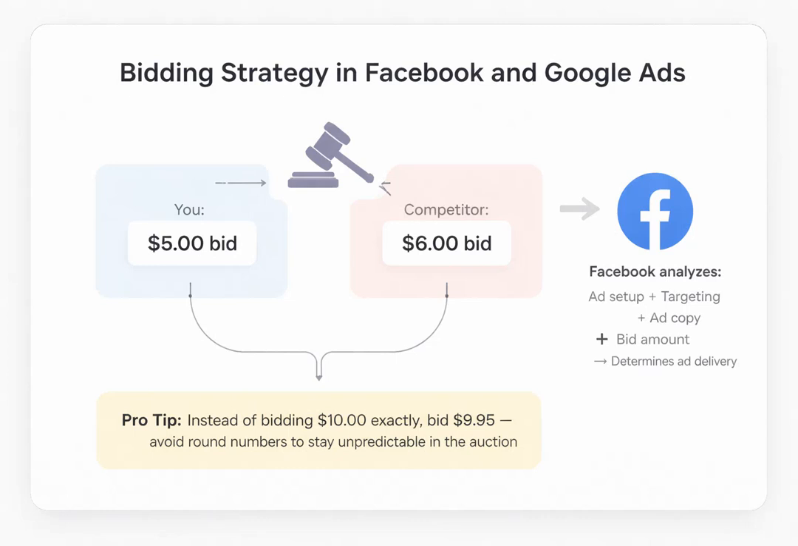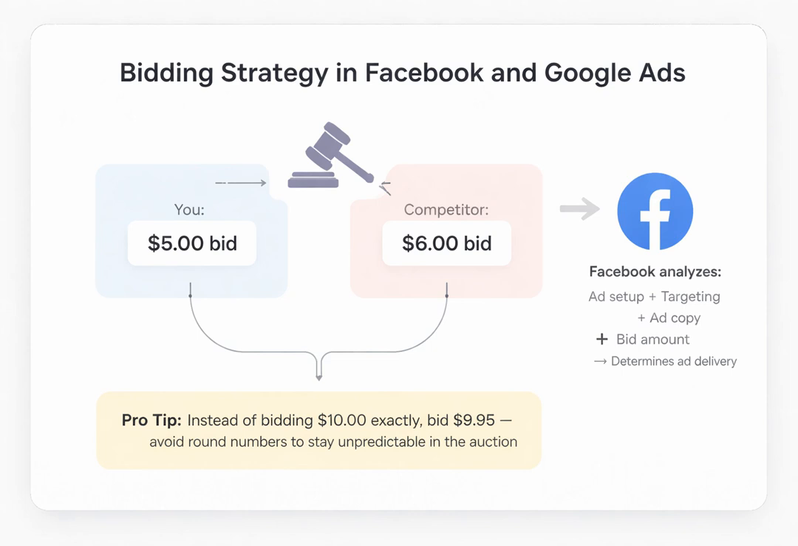Let's talk about bidding strategy. This is one of those things that sounds technical but has a very practical logic to it. The instructor explains it simply. If you bid $5 on a Facebook ad, but your competitor bids $6, Facebook will factor that into how it delivers ads. But bidding isn't just about the dollar amount. Facebook looks at your entire ad setup, the targeting, the ad copy, the creative, and the bid together.